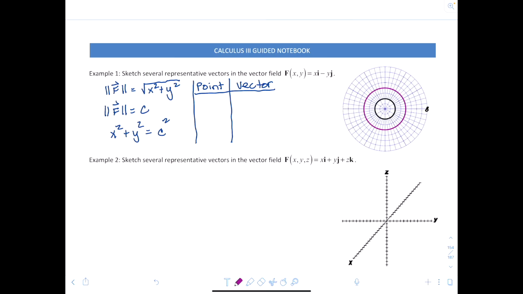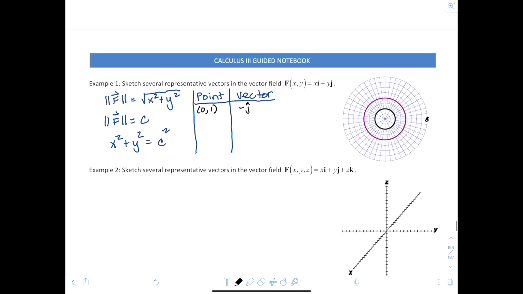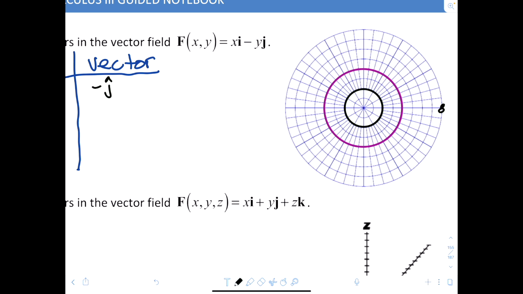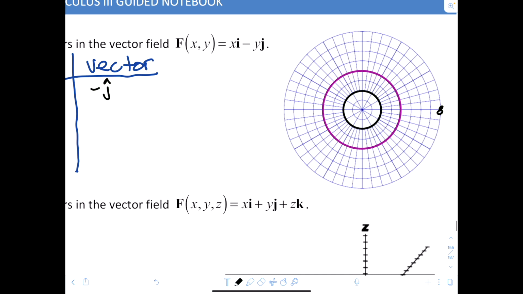Well, what would happen at the point 0, 1, right? What would your vector end up being? Your vector would end up being 0i minus 1j, right? So that would be negative j. And so that's negative 1j, right? So it's the point 0, 1. Your vector would be pointing down, and it would go down like this.